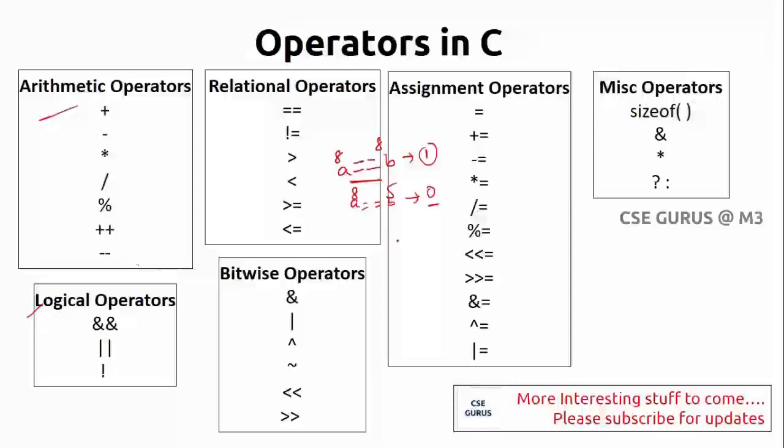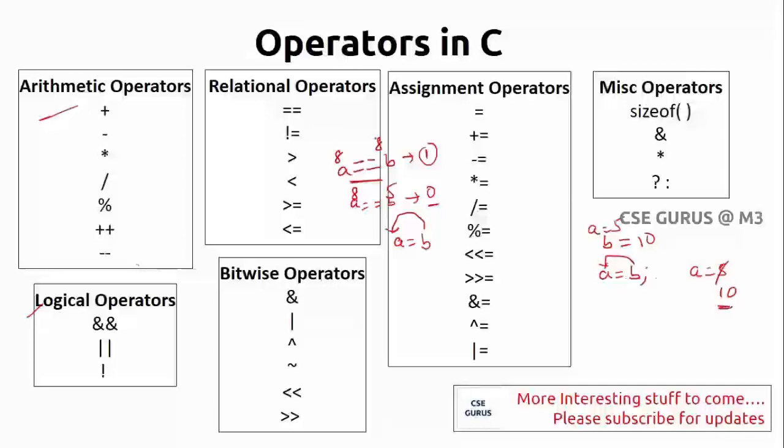Remember this point. If I write A single equals to B, your B value will be assigned to A. Let us suppose B value is 8, so 8 will be assigned to A. Here it is an assignment operator. Let us suppose B equals 10, A equals 5. Now if I write A equals B, the value 10 will be assigned to A. That means your A value will be replaced with 10. B is as it is.